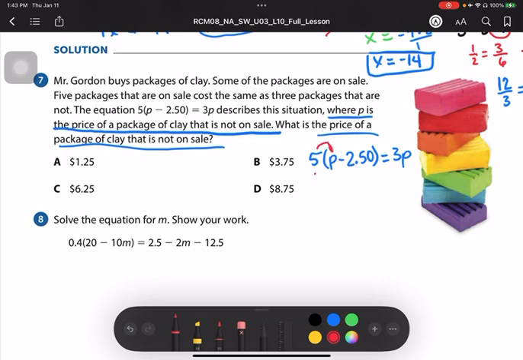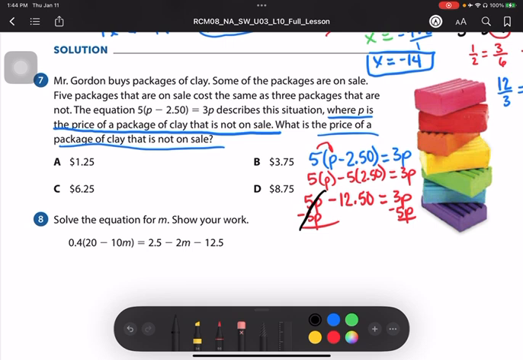You want to use the distributive property. 5 times P minus 5 times 2.50 equals 3P. They give us 5P minus 12.50 equals 3P. Because I already have a constant over here, I want to subtract 5P from both sides to bring it on the other side to connect with the other variable.